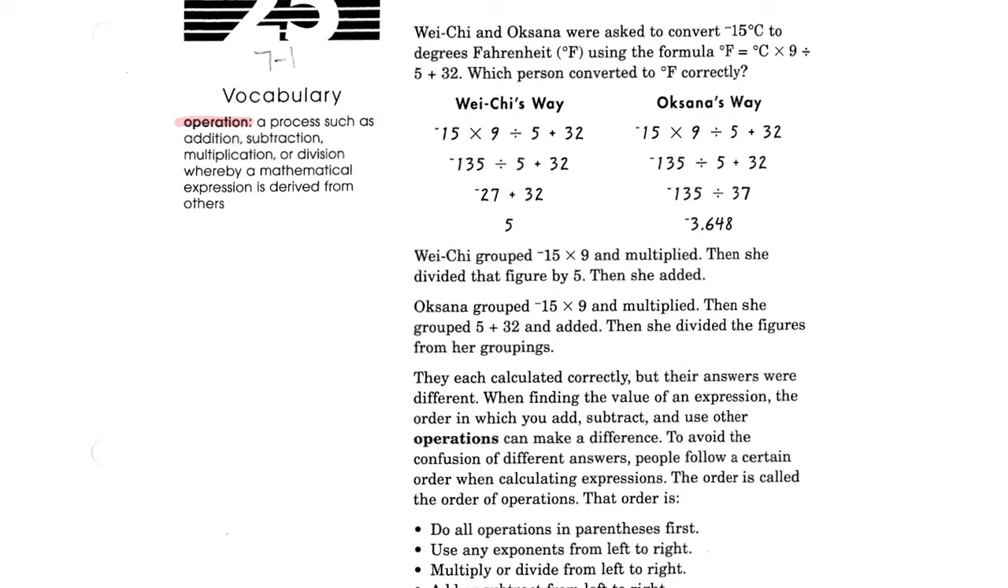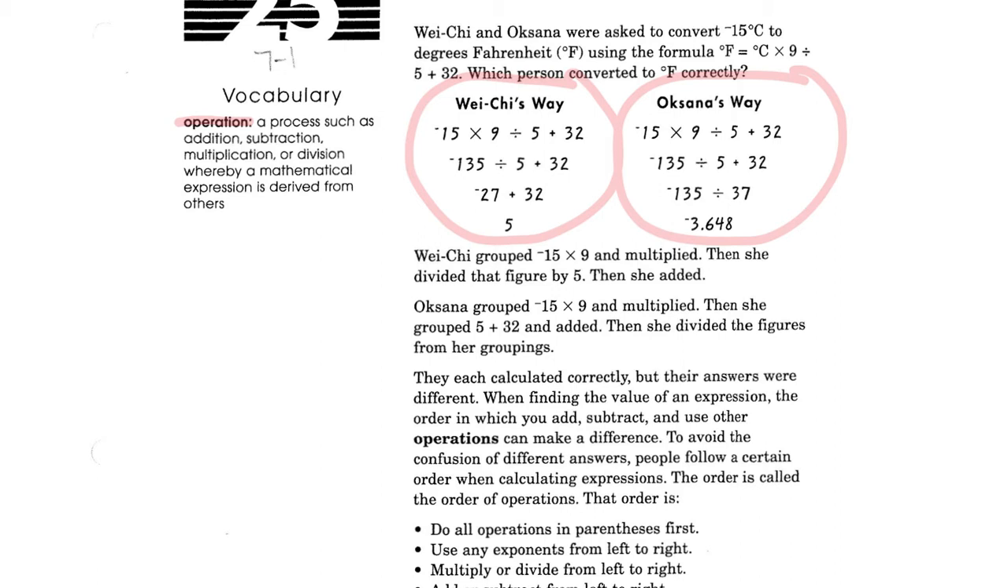So, Weichai and Oksana were asked to convert negative 15 degrees Celsius to degrees Fahrenheit using the formula Fahrenheit equals Celsius times 9 divided by 5 plus 32. Which person converted to F correctly? So we have Weichai's way of solving, and we have Oksana's way of solving.